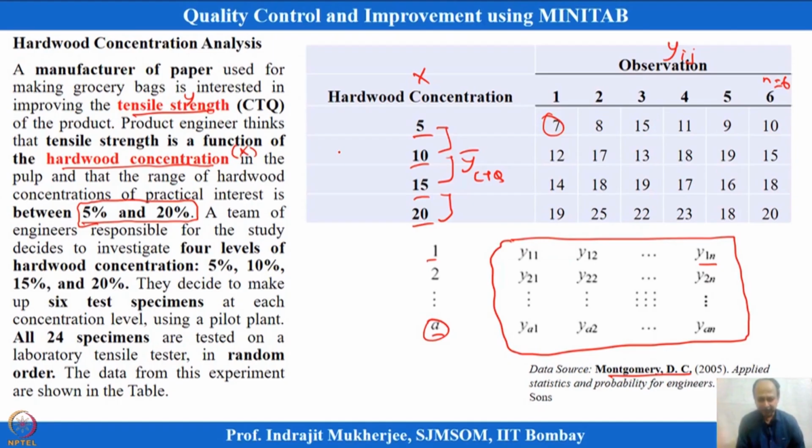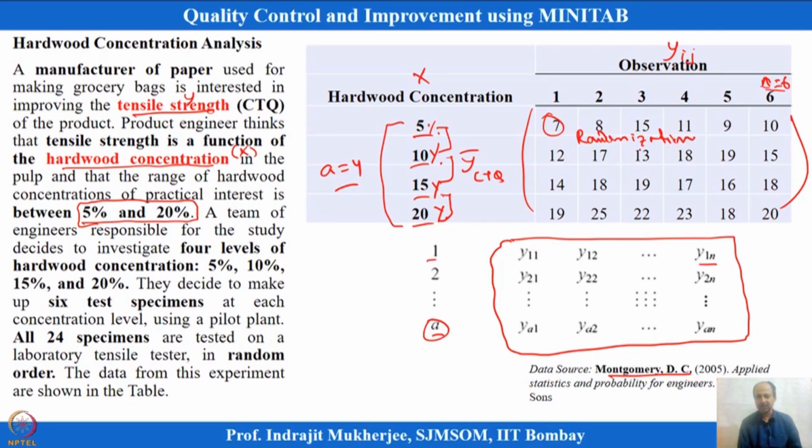So, one level is 5%. The levels here are more than 2. How many levels are there? 4 levels, so a equals 4. n equals 6, like the subgroup size we have seen. So, with 6 observations at each of the 4 levels, there are 24 total observations in this matrix, and all are random. This experiment is done by randomization.